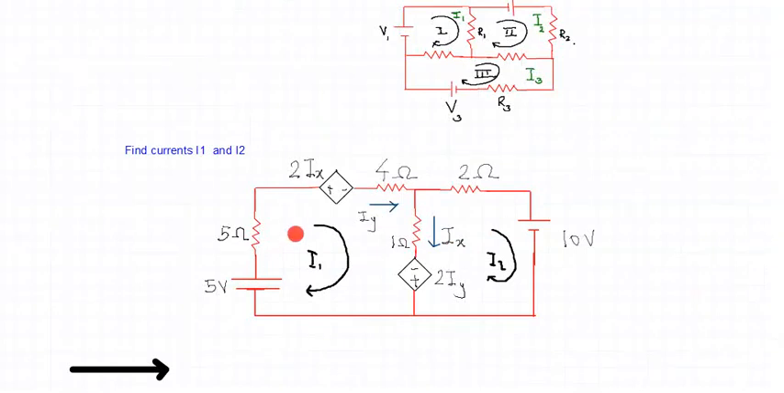Then I have two dependent sources also, right? The moment you identify the dependent sources, the next thing that you need to do is identify which type of dependent source it is. So here what I observe is that these two dependent sources are voltage sources. They are dependent voltage sources.